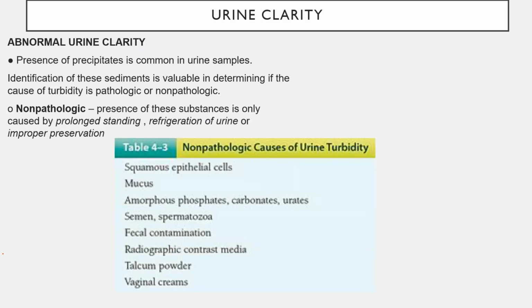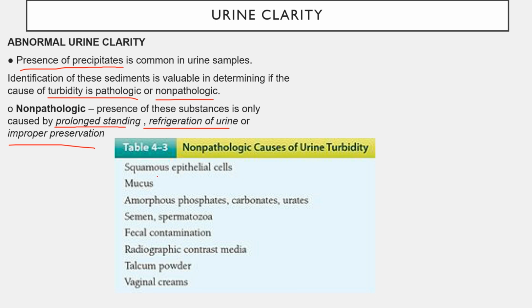Now, what are the causes of abnormal urine clarity, class? So the most common cause of abnormal urine clarity is the presence of precipitates. Identification of these sediments is valuable in determining if the cause of turbidity is pathological or non-pathological. So take note, class, that there are different causes of turbidness in urine. It could be pathological or non-pathological. So if it's non-pathological, class, this is usually caused by the following: prolonged standing, refrigeration of urine, or improper preservation.